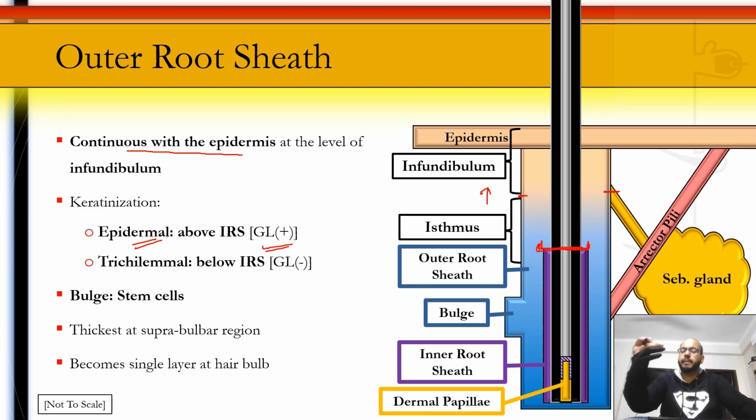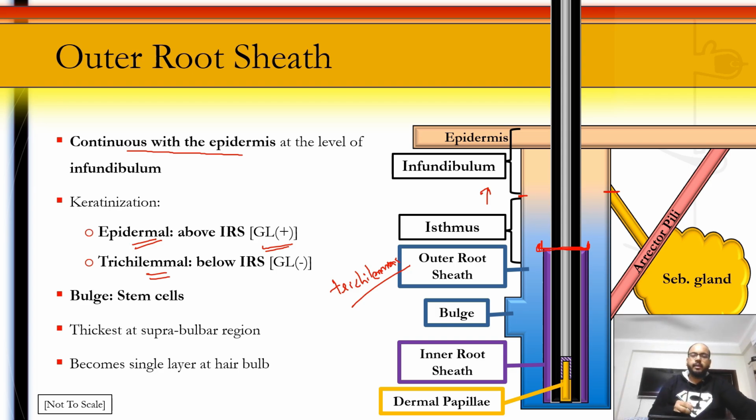Clear? Below that level, you will have keratinization which is known as tricholemmal keratinization. Remember, another name for ORS is tricholemma. So below that attachment, below that level, you have tricholemmal keratinization. You will not have a granular layer. The granules will be present in the keratinocyte, but they will have keratins specific for hair. If you want to know more about keratins, see our video on basics of keratinization, where I've talked about what are skin keratins and what are hair keratins.